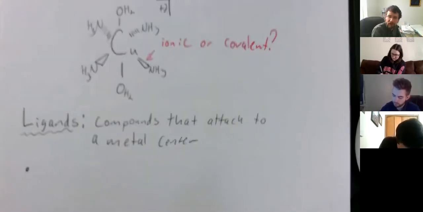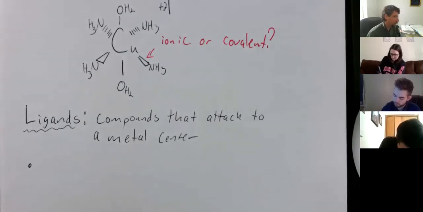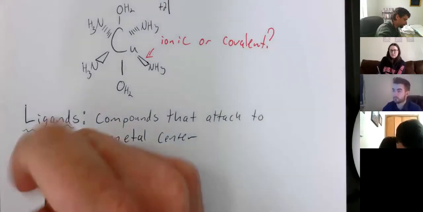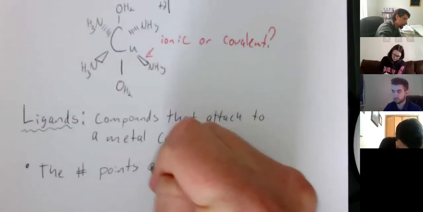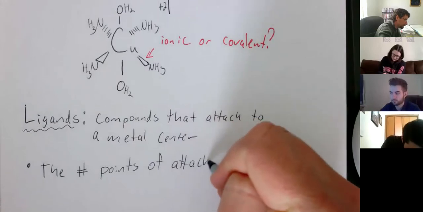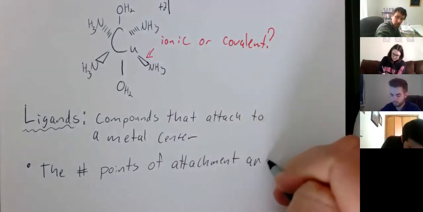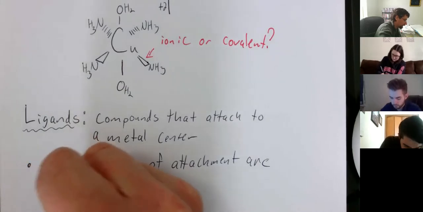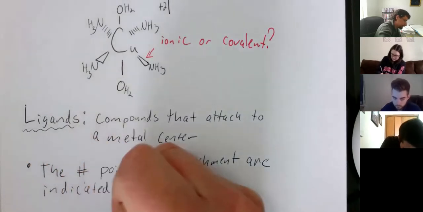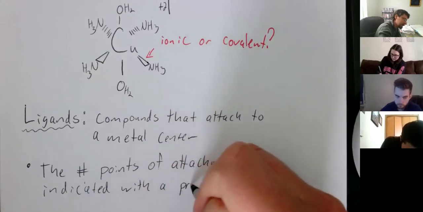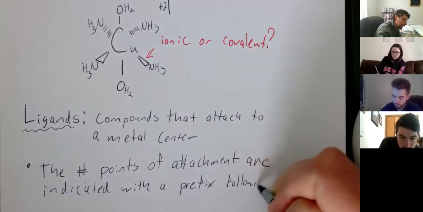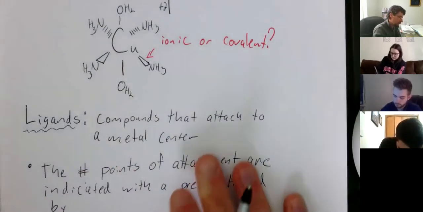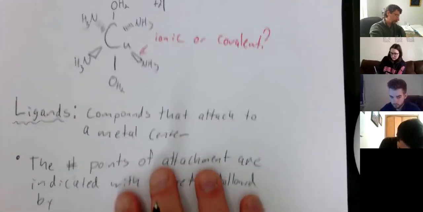And the number of points of attachment is indicated with a prefix followed by the word dentate. So the number of points of attachment are indicated with a prefix followed by the term dentate. Sorry, I'm going to move this up a little bit.